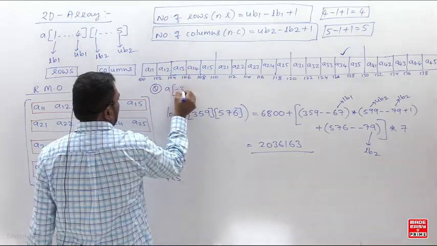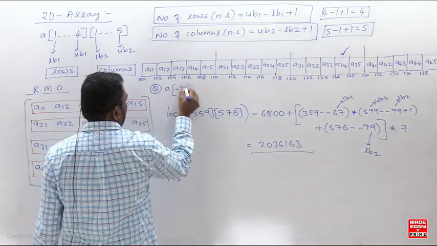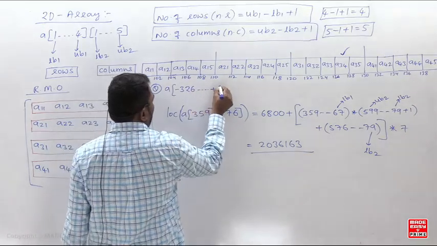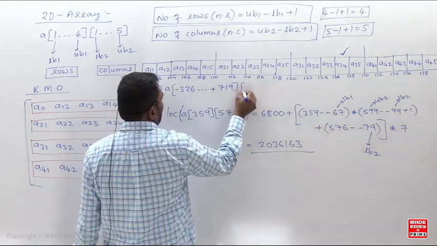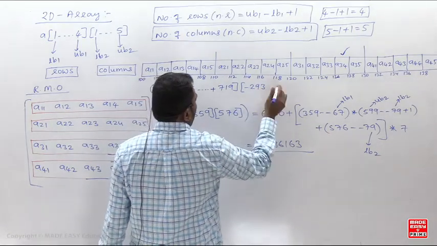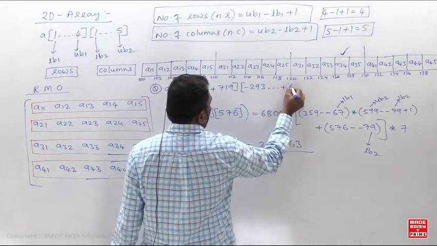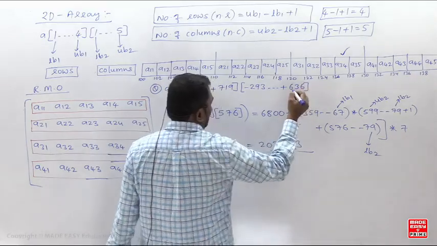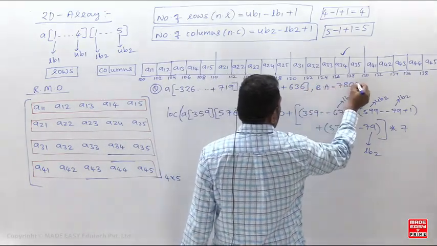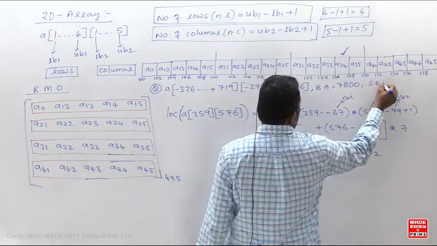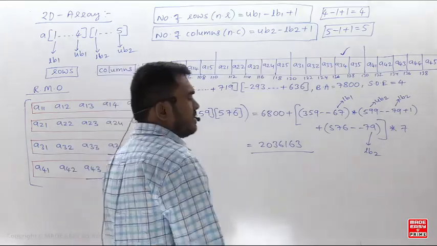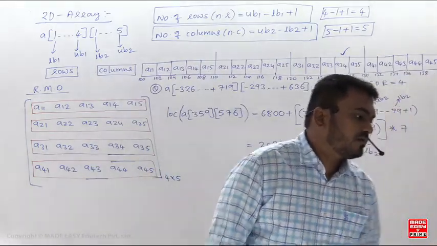A of minus 326 to plus 719. Next, minus 293 to plus 636. Base address is 7800. Size of the element is 4. Note down the next question.